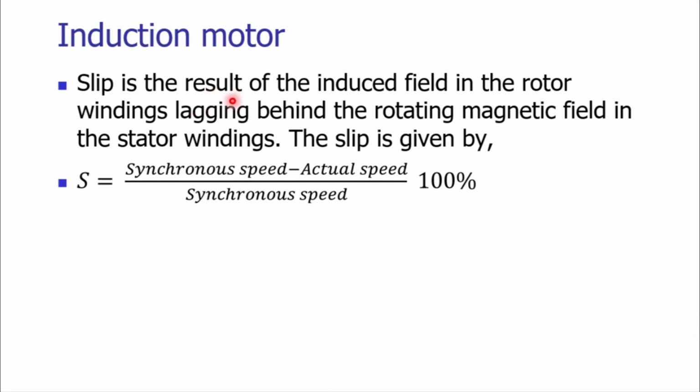So it is the result of the induced field of the rotor windings lagging behind the rotating magnetic field. Simply, we can compute the slip as the ratio between the difference of the synchronous speed, that is the desired speed, and the actual speed, to the synchronous speed or the desired speed. It is generally given in terms of percentage.